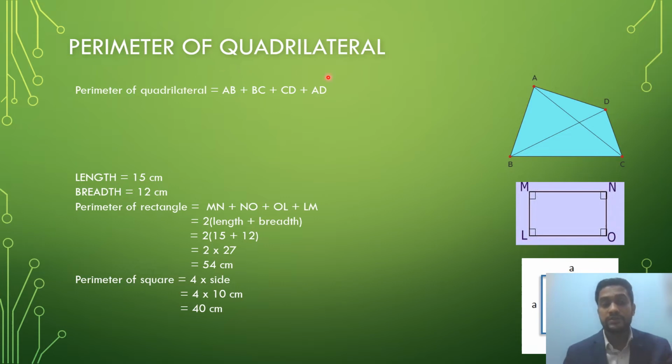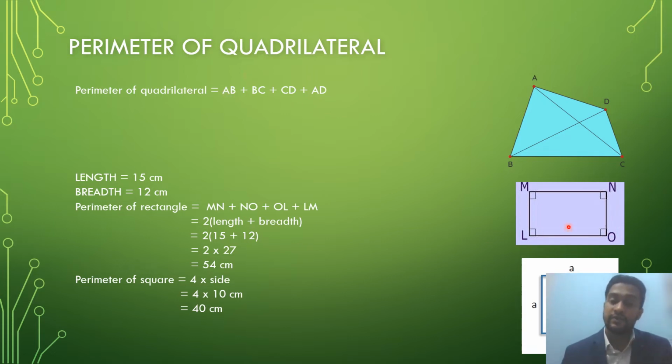Perimeter of quadrilaterals. What is the perimeter of quadrilaterals? Here I am showing three quadrilaterals whose sides are not equal. Quadrilaterals are those which have four sides. So the perimeter of a quadrilateral is the sum of all sides, AB plus BC plus CD plus AD. Here we have four sides, that's why we have taken four sides.